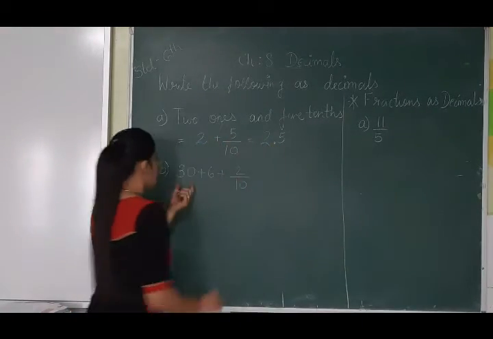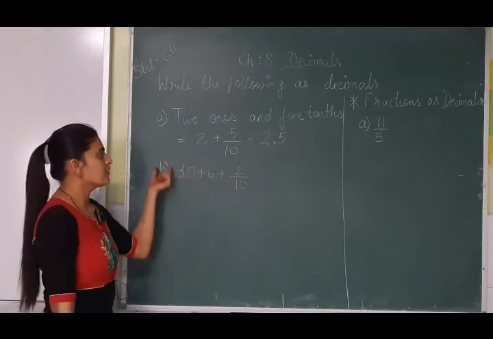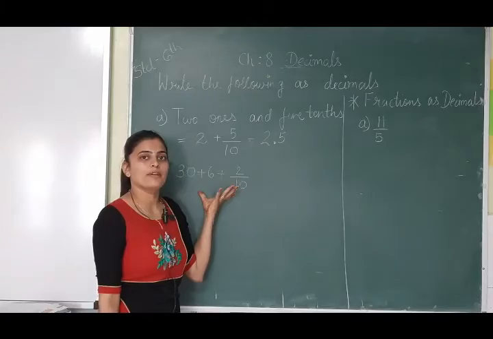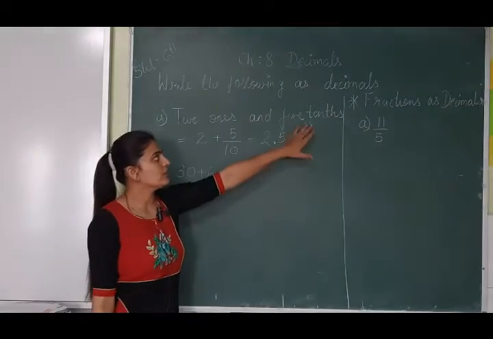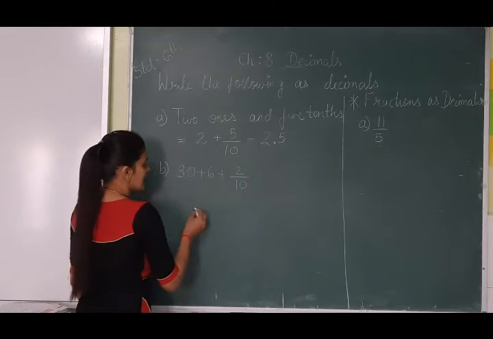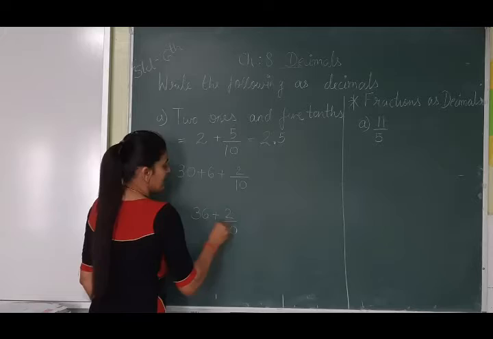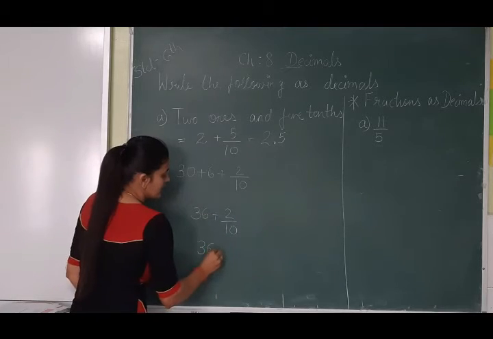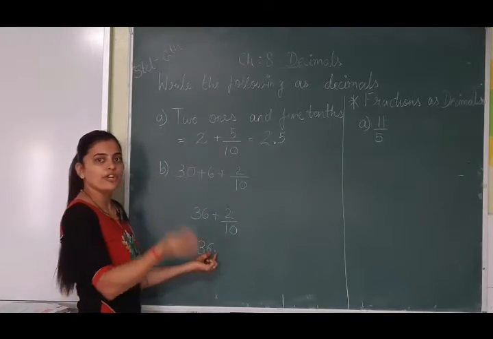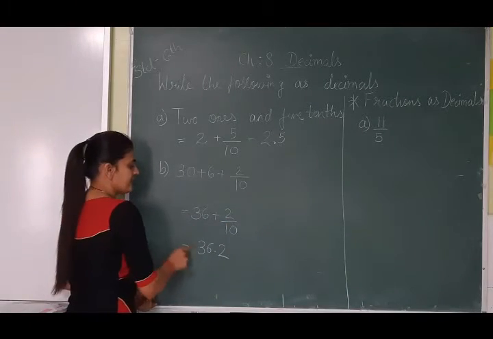Now next, 30 plus 6 plus 2 by 10. Now already in the plus or summation form the numbers are given and you have to write down in the decimal form. So 30 plus 6 will be 36, plus 2 by 10 means after 36 you have to put the point, and after the point 2 will be there because 2 is at the tenths place.